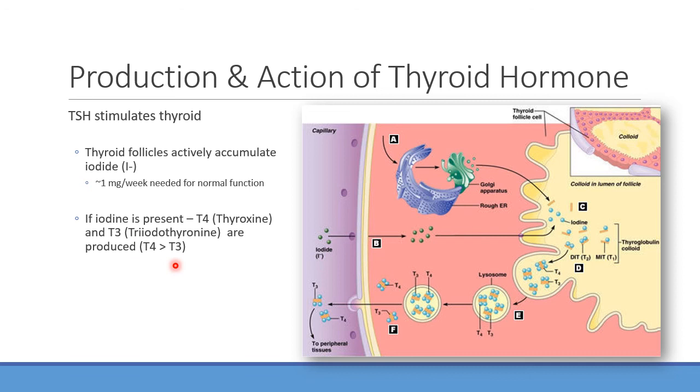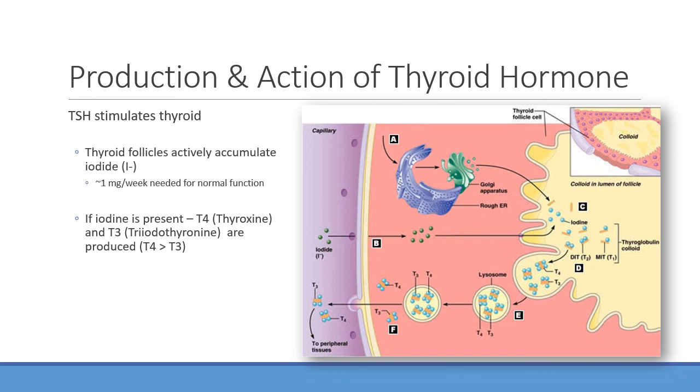However, T3 is a more active form. It's a little bit more necessary in order to perform the normal metabolic functions that thyroid hormone does. So normally T4 has to be converted over to T3. So even though in your body you're normally circulating around more T4 than T3, once it gets converted, that's when it's more metabolically active. So that's the important thing to know there. And again, you don't need a ton of iodine. About 1 milligram a week is all that's needed for necessary function.